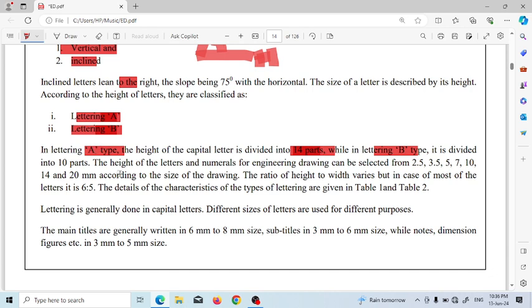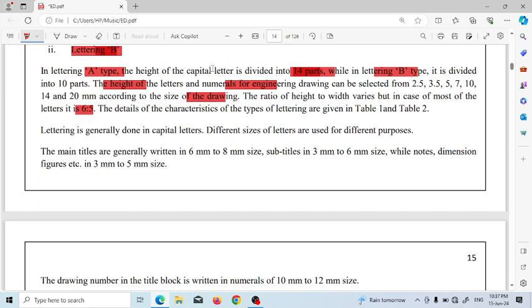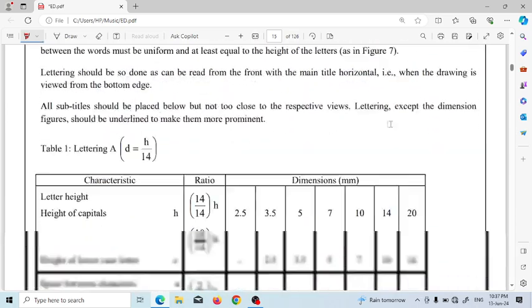According to height and width ratio, they are divided into many types. The height of the lettering and numerals for engineering drawing can be selected from 2.5, 3.5, 5, 7, 10, 14, and 20 mm according to the size of the drawing. The ratio of height to width varies, but for most letters it is 6:5. This is the height and width ratio. The detailed characteristics of the types of lettering are given in table 1 and table 2.